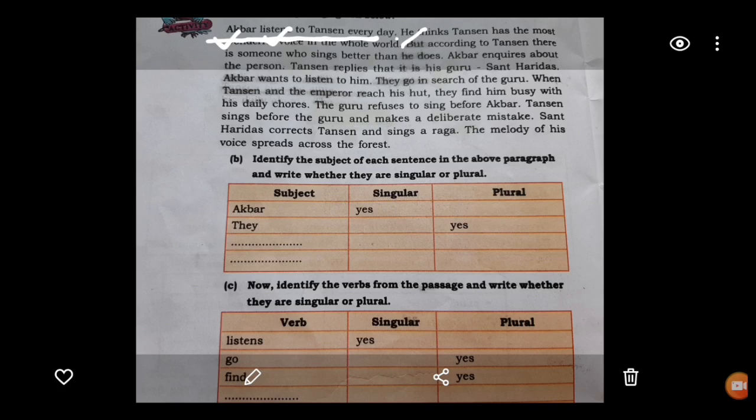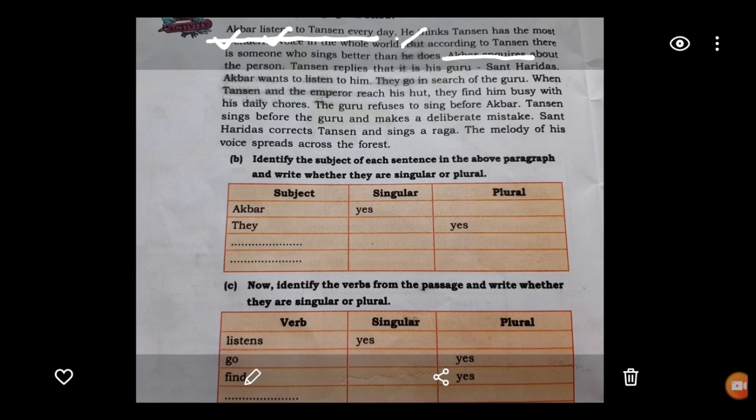Now we look at the sentence. Akbar enquires here. The verb is enquire. Enquire എന്നേ verb ഉള്ളൂ. But here we used enquires because just before that verb there is a subject, Akbar. Akbar is singular. Now enquires.